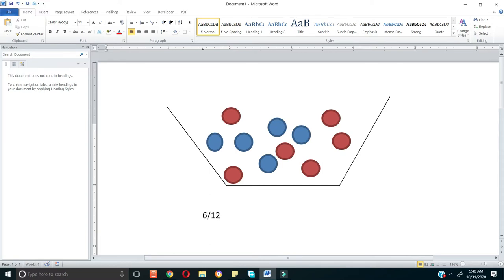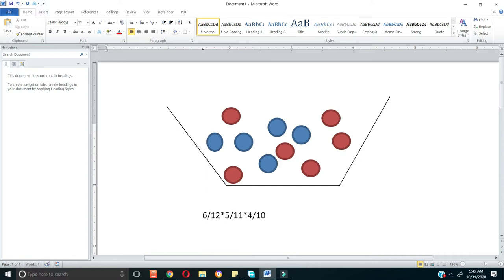But if I do this twice, the probability is actually going to be less. On the second try, if I picked a red ball on the first try, then the probability of picking a red ball is going to be 5 over 11, because now there's one less ball since I did not replace it. If I do this 3 times, then the probability is going to be 4 out of 10.